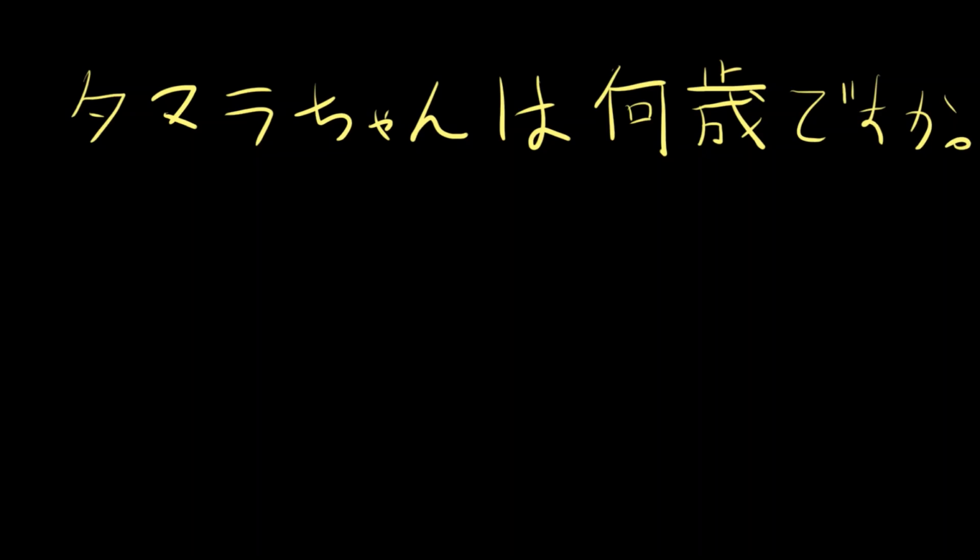Let me do that ma again. It doesn't look right. Tamara-chan wa nansai desu ka? So nan just means what, and sai means years, in effect, for how many years. So in this case, nansai would mean, well, literally it means what years, but in this case it's translated as how old, I guess. How old are you?